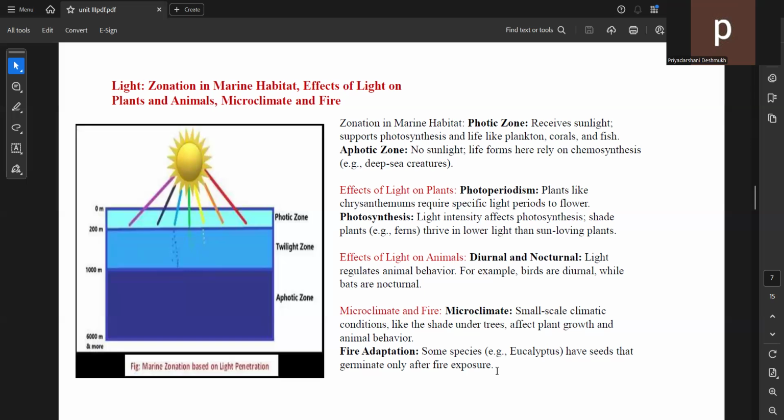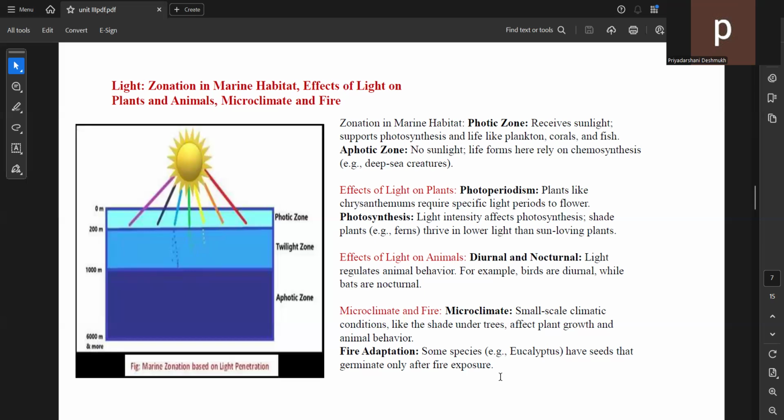The next is the effect of light on animals. The nocturnal and diurnal nature is developed in animals. Light regulates animal behavior. For example, birds are diurnal while bats are nocturnal. So these are the effects of light on animals.